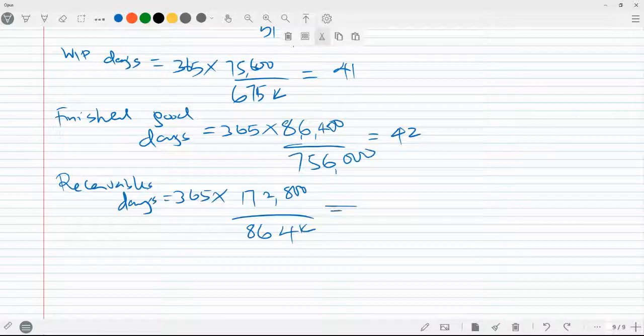That gives us 73 days. Then we deduct the days for payables, the payables days.